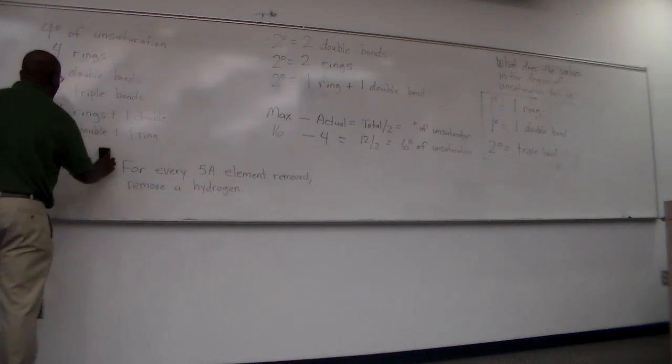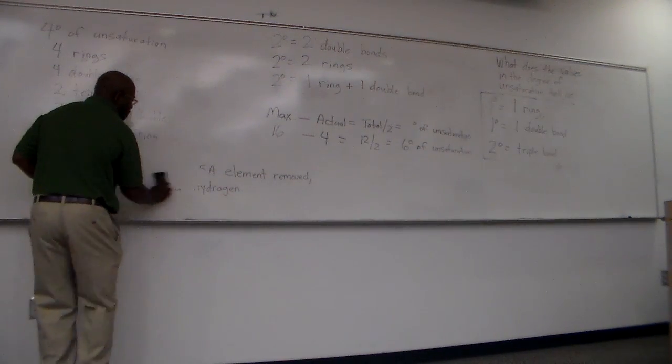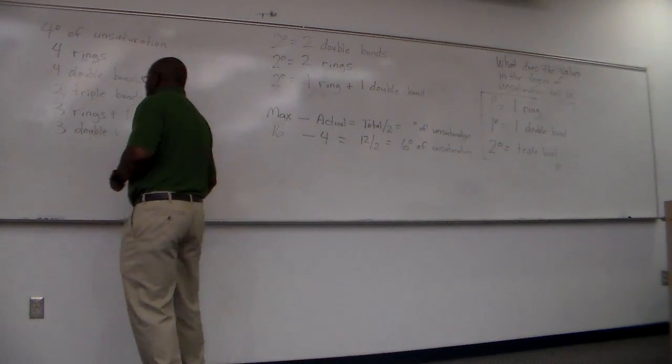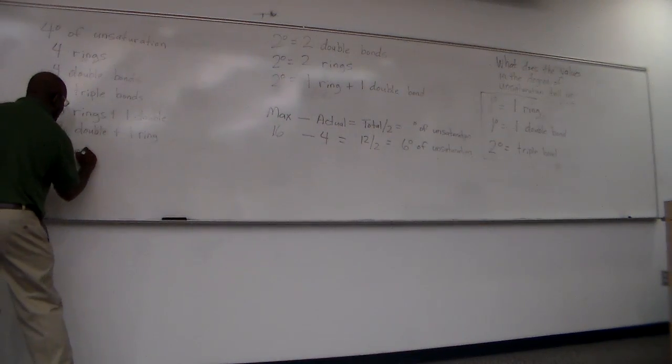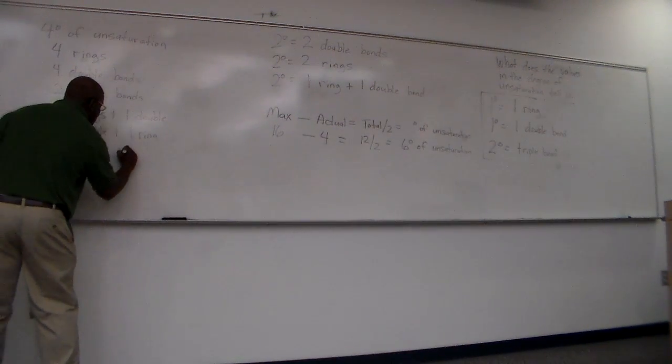So what is 5? We get 6 ways. You can do 2 rings and 2 double bonds. We can do 2 rings plus 2 double bonds.